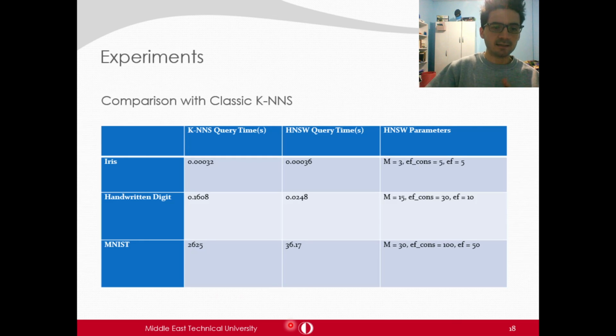And this is the comparison with the classic KNN algorithm. Here in the iris dataset, their query time is almost the same, but as we move on to the handwritten digits dataset, the query time difference is like 8 times, and in the MNIST dataset there is a 600 times query time difference. So in complex datasets you have to use HNSW or a similar approximate search algorithm instead of KNN, because KNN cannot scale well with the datasets, and the search time becomes unfeasible after some point.